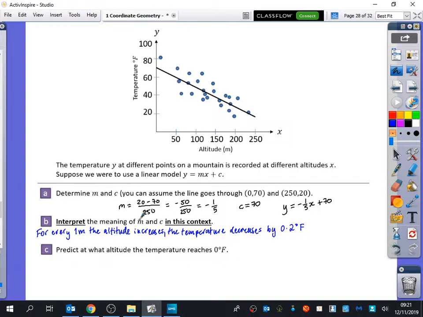What is the meaning of c then in this context? Ishraq? Yeah, at sea level, the temperature would be 70 degrees Fahrenheit. So let's write that one down. At sea level, the temperature is predicted as 70 degrees Fahrenheit. Sea level is obviously when the altitude is 0.